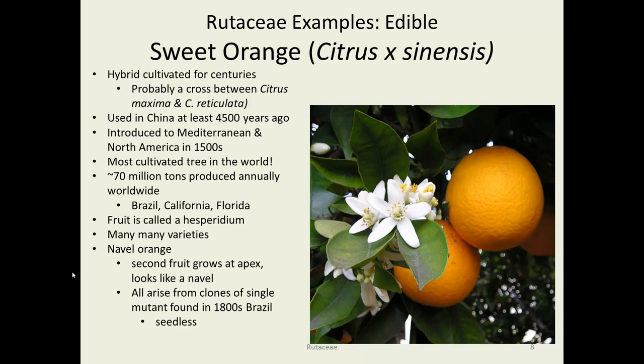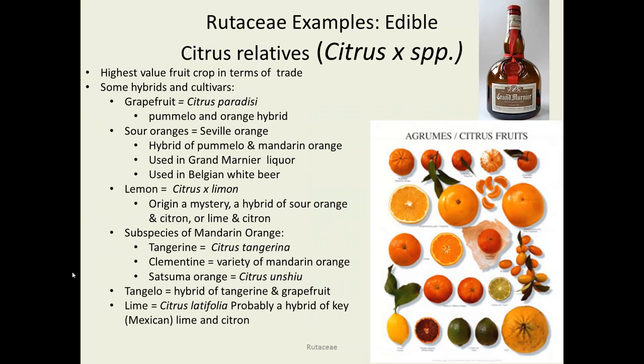Navel oranges are sort of an interesting botanical freak. There was one mutant that was observed in the 1800s in Brazil that had sort of a second fruit growing on it, growing at the apex of the main fruit, that sort of looks like a navel, like a human navel, so it got called navel orange. And they are seedless, which is attractive on one hand to people selling oranges, on the other hand it makes it a little more difficult to get more of them. So pretty much all of the navel oranges that are around today all originated from that one tree and are all clones of that tree.